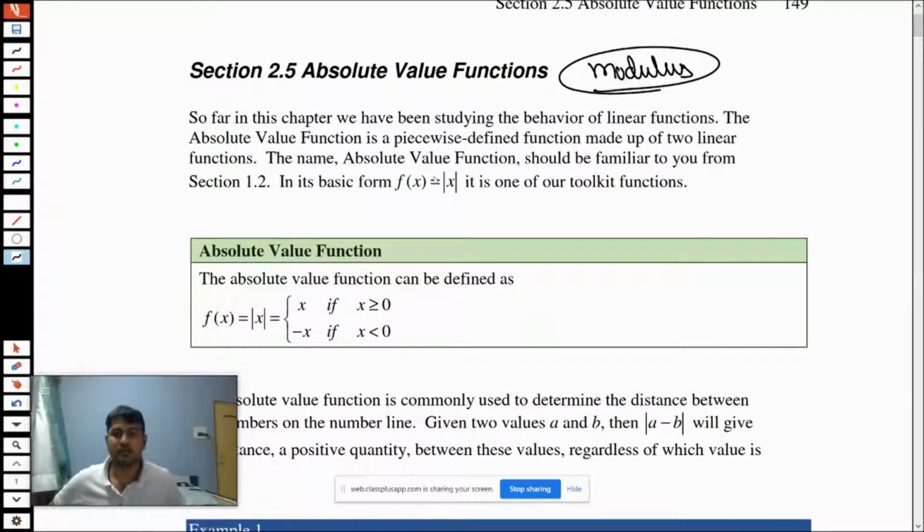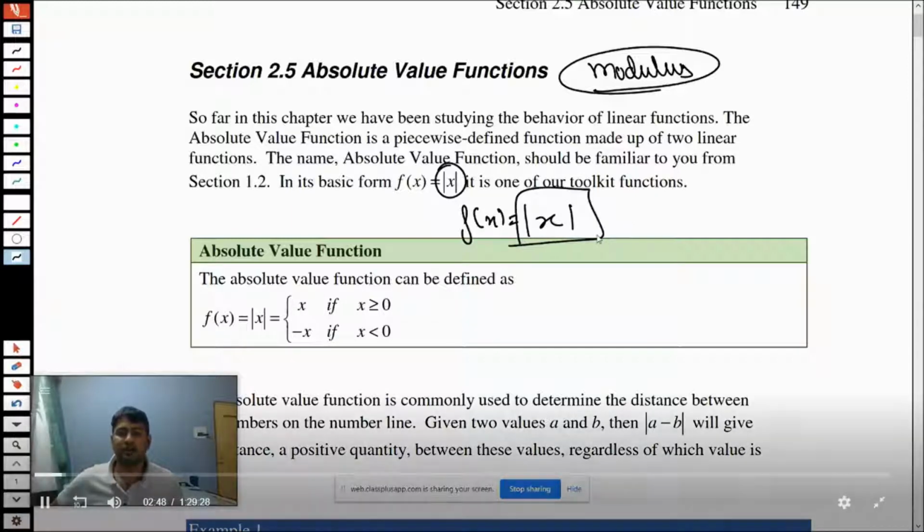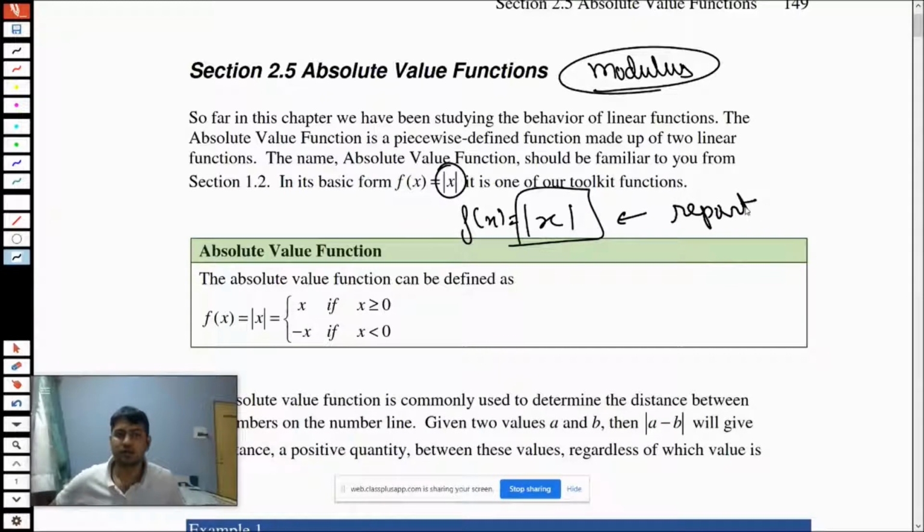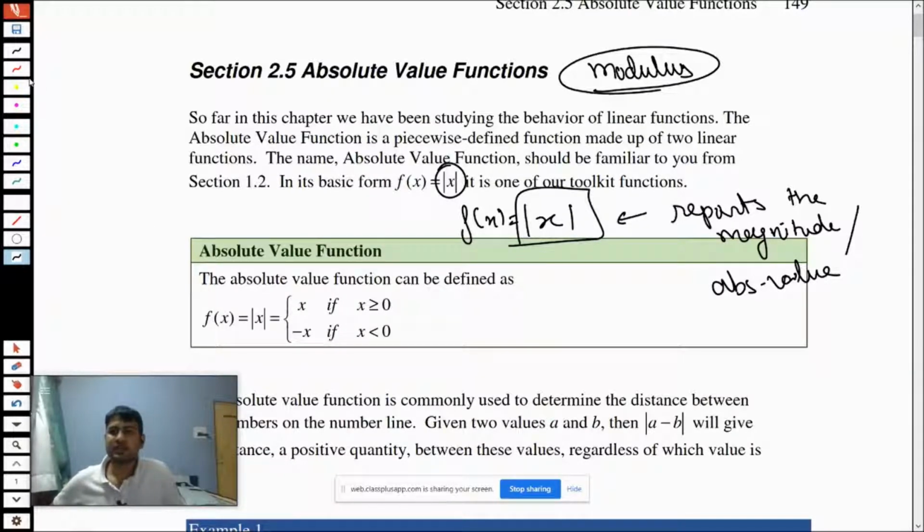Okay, so they are represented as mod of x. So you just put anything in a bracket. This is how you write an absolute value function. What it does is it reports the magnitude or the absolute value of any function. Okay. You call these lines as mod.